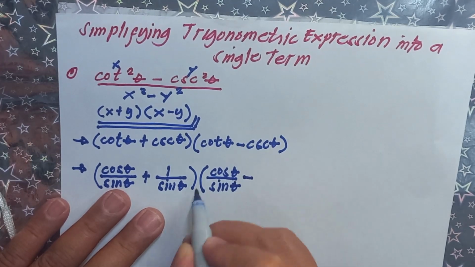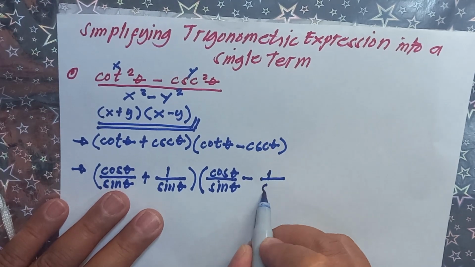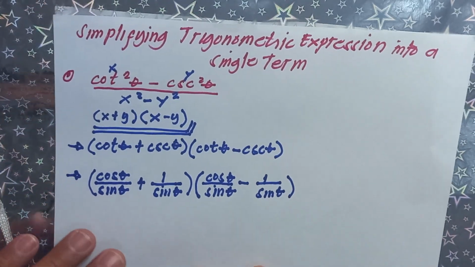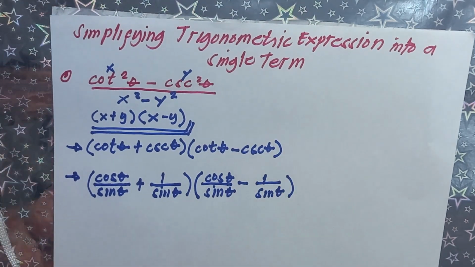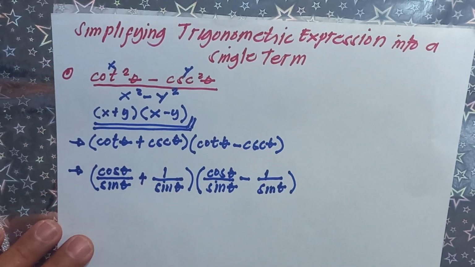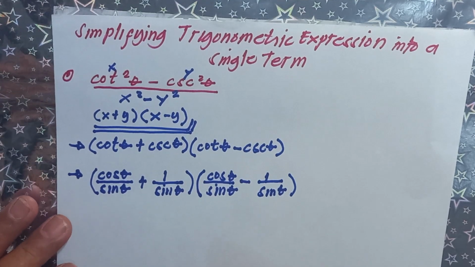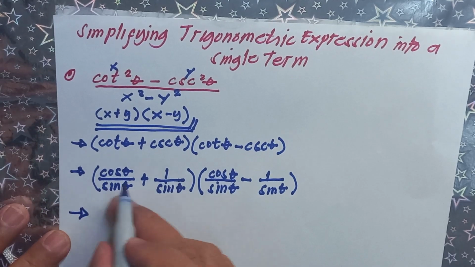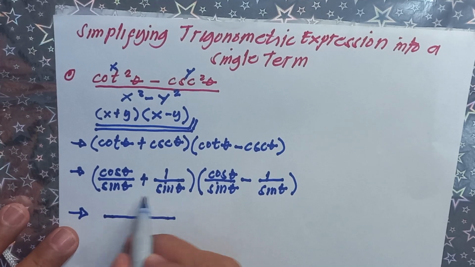Okay, minus. What about this one? The same, 1 over sine theta. Now, notice that before we multiply, because that is the product of two binomials, we have to add the expressions inside the parentheses. So when we add this first binomial, we have to get the LCD.